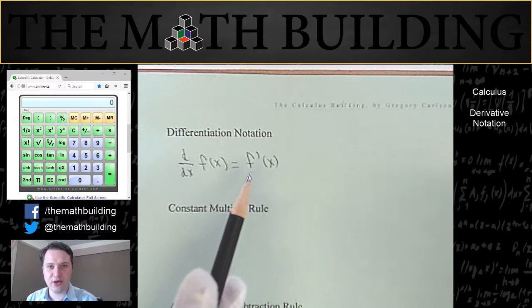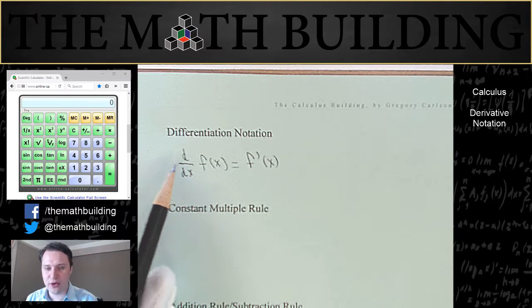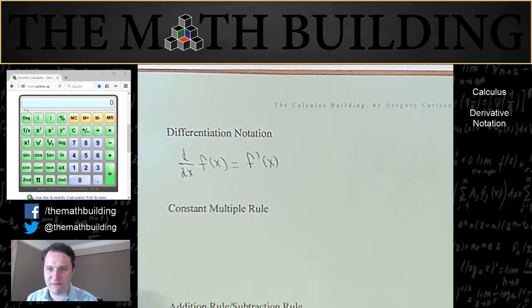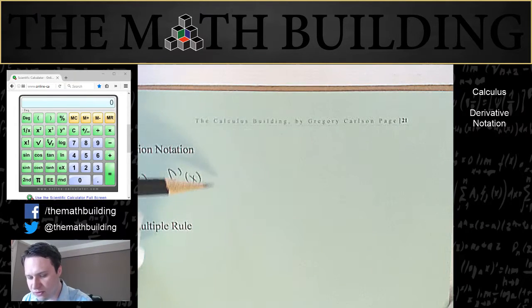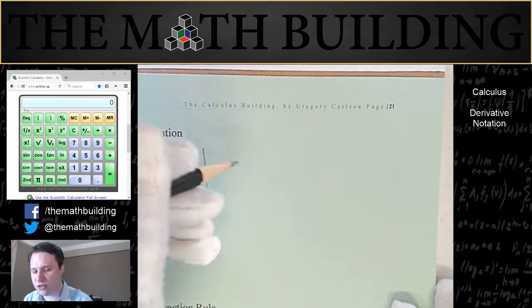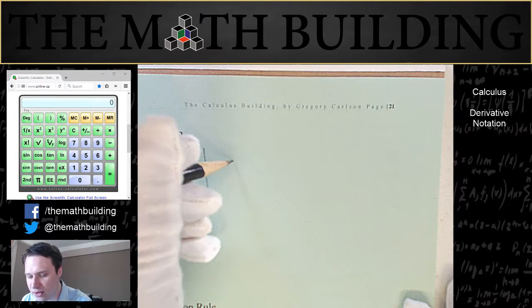This function right here is a derivative function. So we do the derivative operator, apply that to a function, which then creates a derivative function. That's kind of Newton's notation. There's also another notation that we should be aware of called Leibniz's notation.